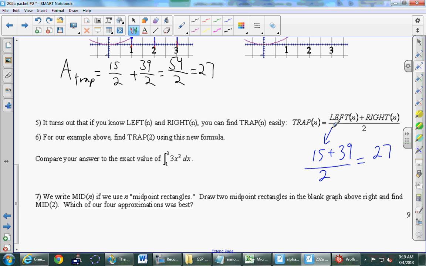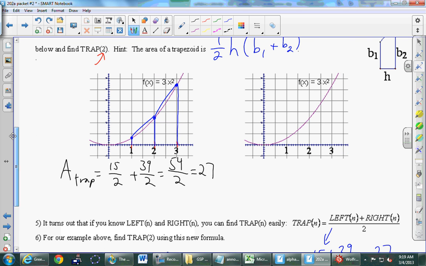Right, mid, and use 10 draw 2 midpoint rectangles, right, right, and find mid 2, which are 4 up. Okay, so the blank picture, we're going to draw midpoint rectangles. So still, we've got our interval 1 to 3, and we're still cutting into 2 rectangles. So you still cut it right there in the middle.